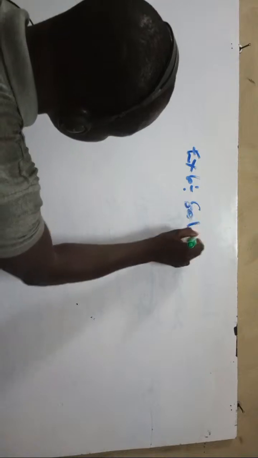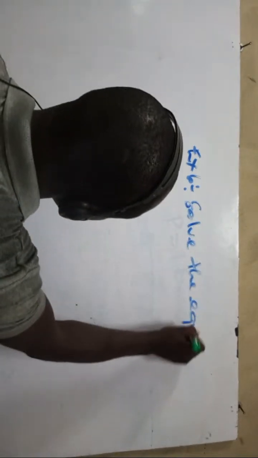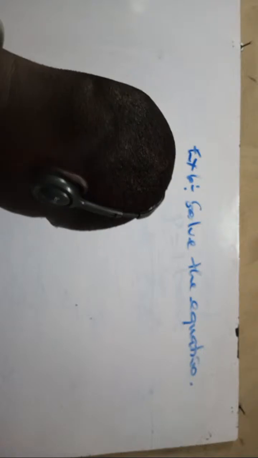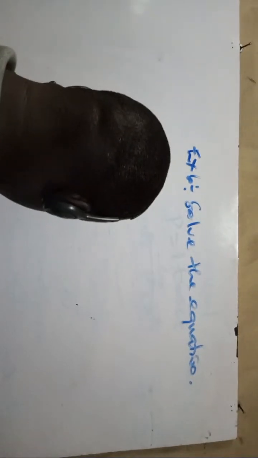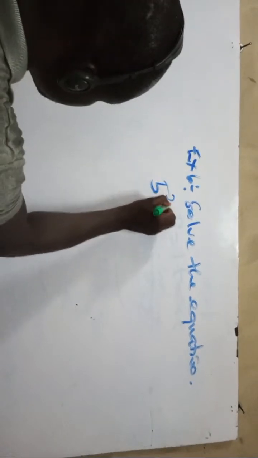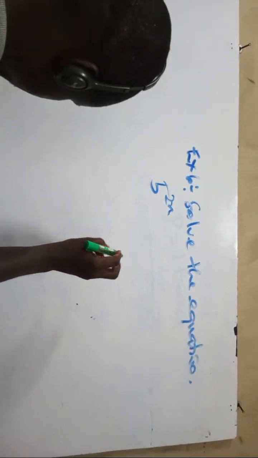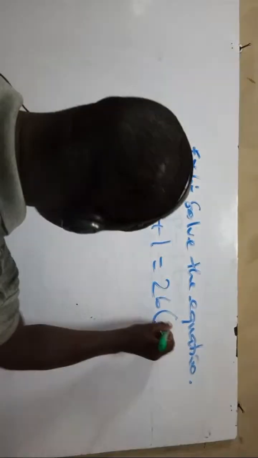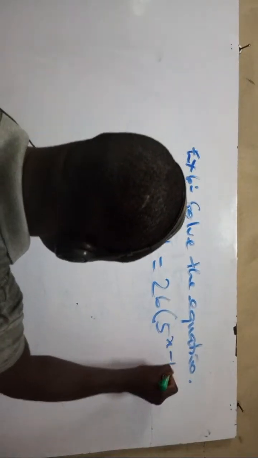Then we close for the day. Solve the equation. Let's look at the equation. Okay, let me pick this: 5 raised to power 2x plus 1 is equal to 26 into bracket 5 raised to power x minus 1.